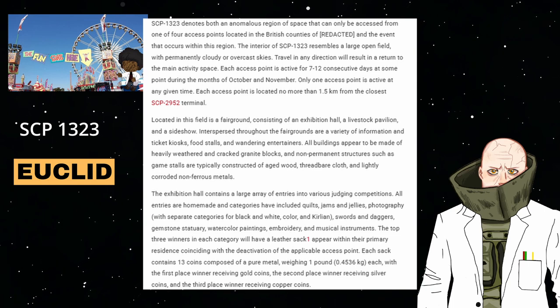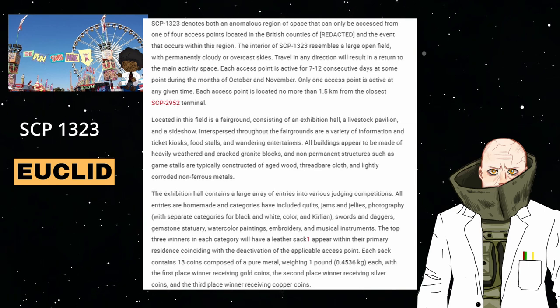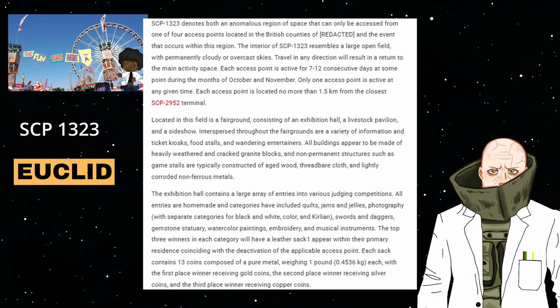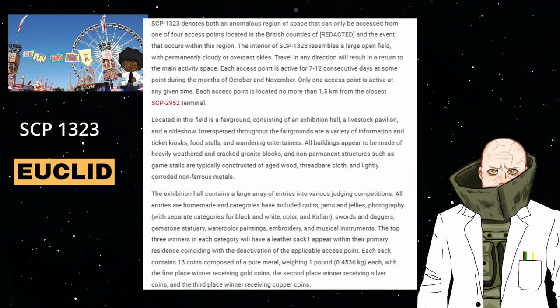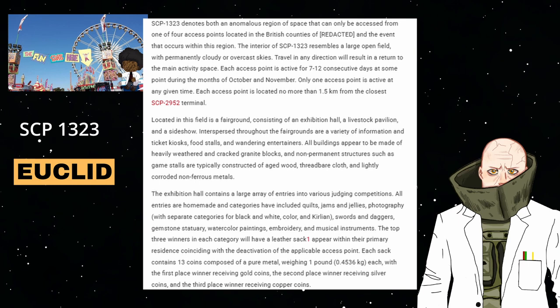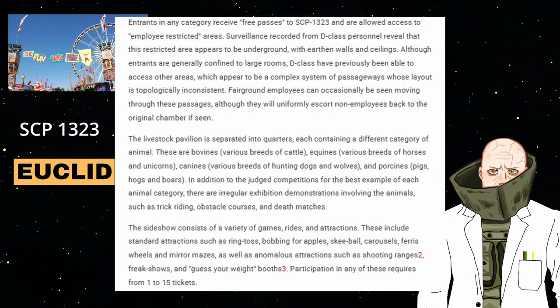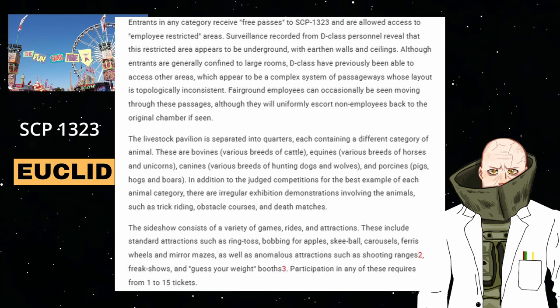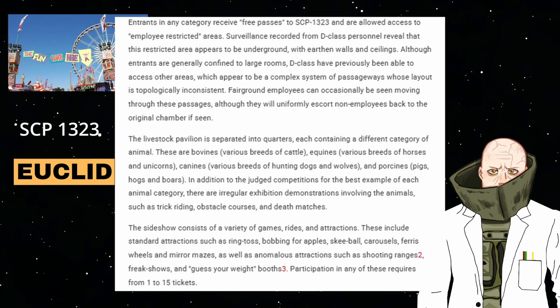Each sack contains 13 coins, comprised of pure metal, weighing 1 pound each, with the first place winner receiving gold coins, the second place winner receiving silver coins, and the third place winner receiving copper coins. Entrants in any category receive free passes to 1323 and are allowed to access the employee restricted areas.